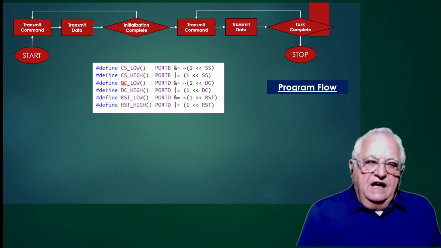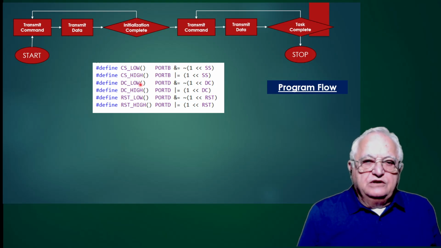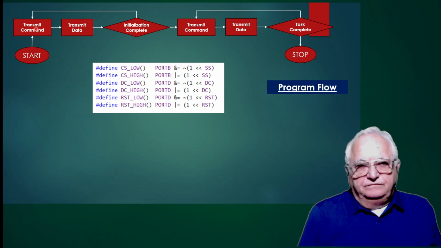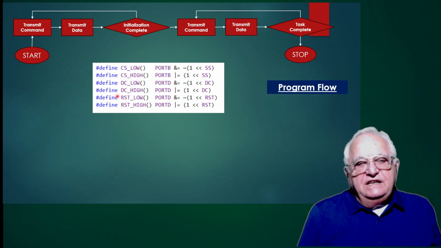I need to tell the display whether I'm going to send data or command. And that's another line that I have with the display. So if the data command line goes low, that means I'm sending a command. If the line goes high, that means I'm going to send data. And finally, I have here how I'm going to reset the display.